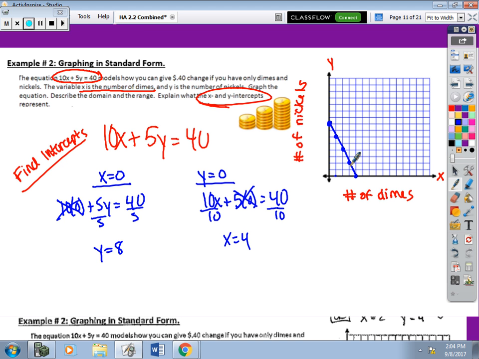Okay, you also can't have half of a nickel or half of a dime, right? You'd only have a whole one. So I'm connecting the dots where they go through actual corners, and that'll help with our domain and range. So they want us to describe the domain and range. Okay, so the domain is the set of x values, or the number of dimes. So I could have 0 dimes, 1 dime, 2 dimes, 3 dimes, or 4 dimes.